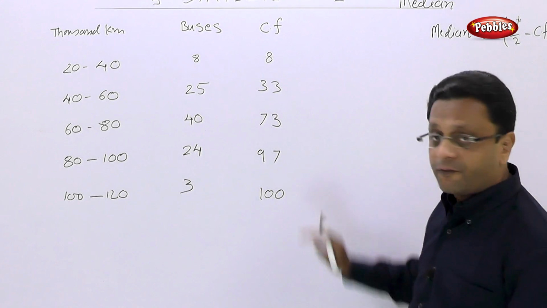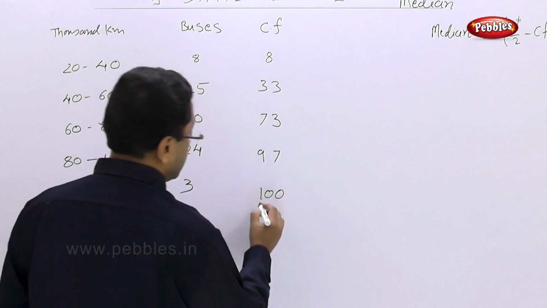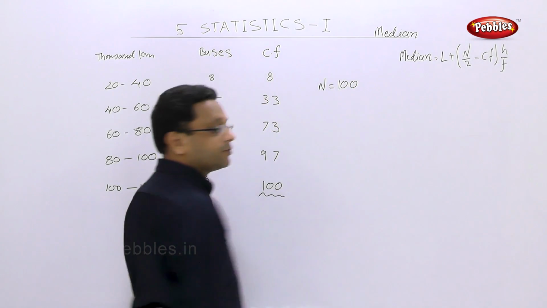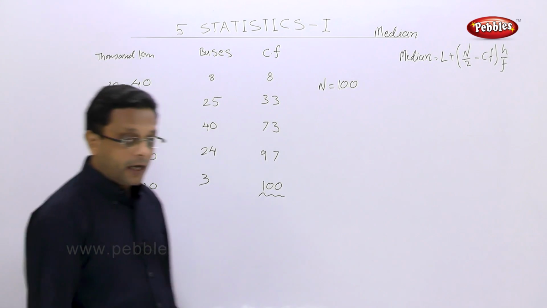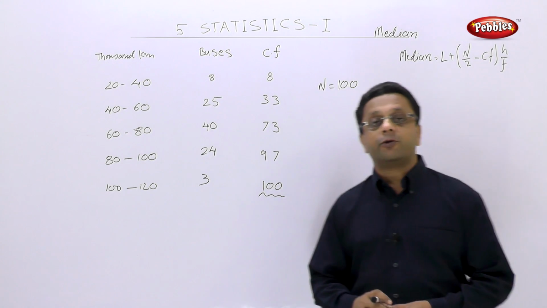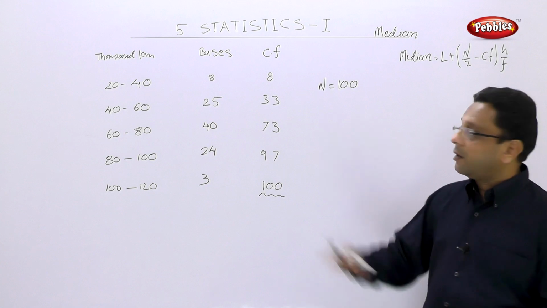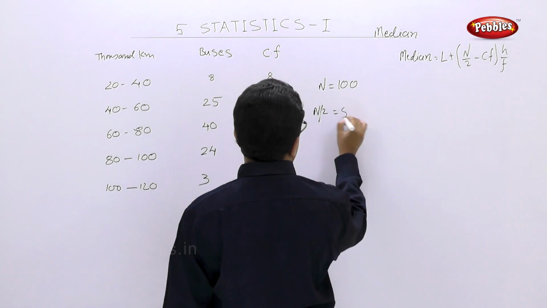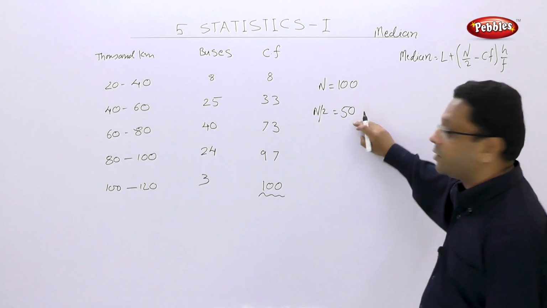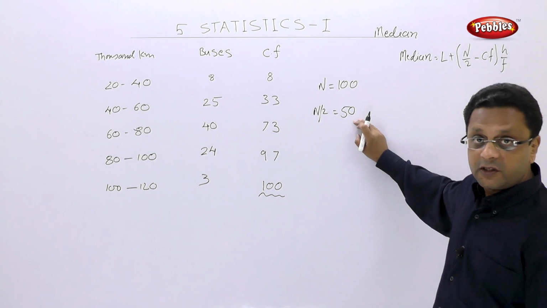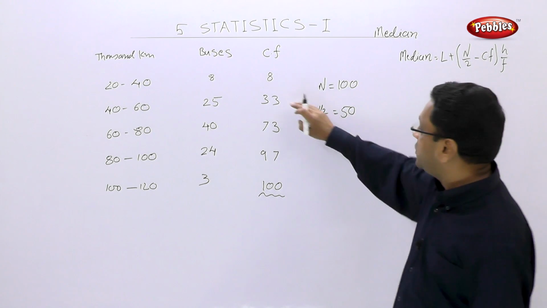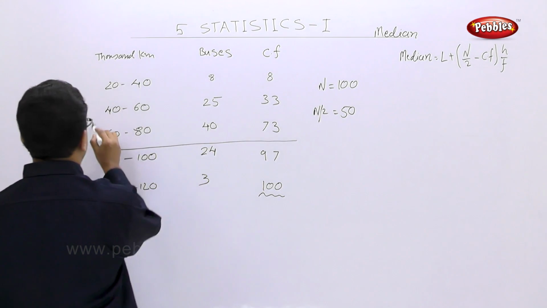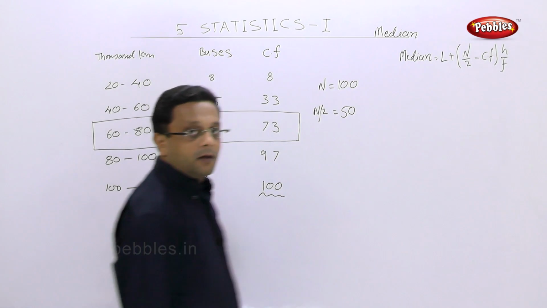Now after finding the cumulative frequency of less than type, we have found the number of observations, that is 100. So in this case my n is equal to 100. So what is n by 2? It is 50. You know that the median distributes the data into two equal parts, so I take n by 2, which comes out to 50. Now we have to select the class related to this. You have to select the class for which the cumulative frequency is just above this figure. Just above 50 is 73. So I am marking this as my median class.